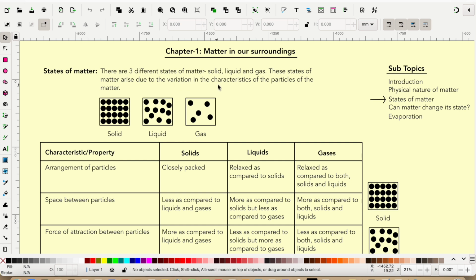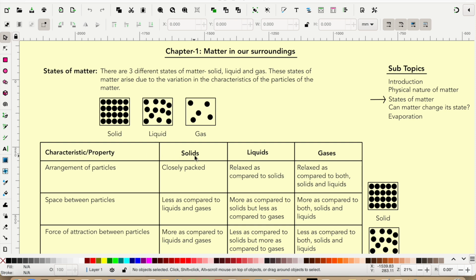These states of matter arise due to the variation in three basic characteristics of a material: increase or decrease of distance between particles, increase or decrease of force of attraction between particles, or increase or decrease in kinetic energy of particles. Suppose these are three identical containers. In the first there is solid, in the second there is liquid, and in the third there is gas. Their respective number of particles and arrangement is shown here.